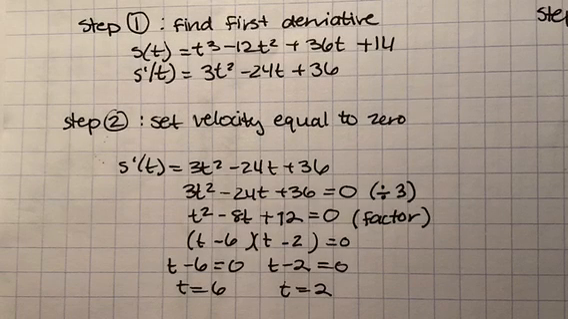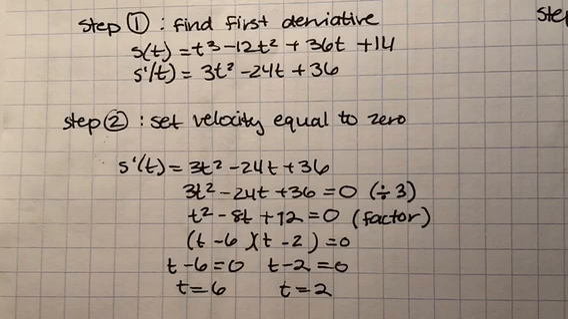So once again, you have step 1, which is find the first derivative. So you have s of t equals t to the third minus 12t squared plus 36t plus 14. To find the first derivative, you apply the power rule, bring the 3 to the front, 3t squared. Bring the 2 in front of the 12, negative 24t, and then you have 36t, bring the 1 with the 36, so you get 36. 14 is a constant, so you have 0, so it disappears.